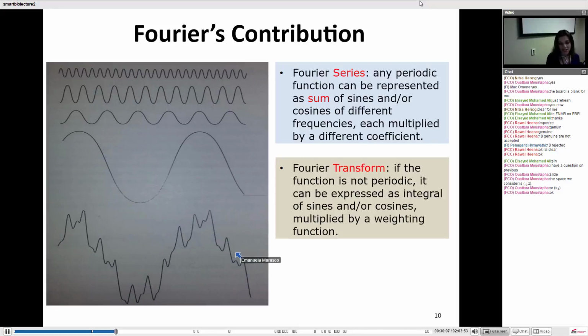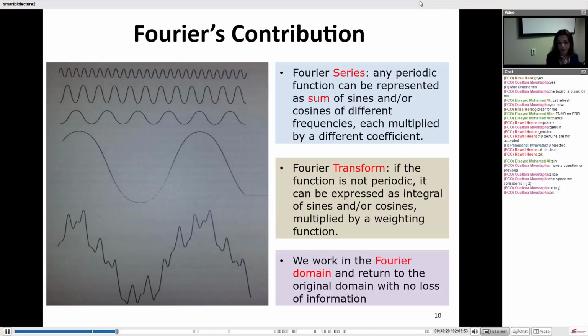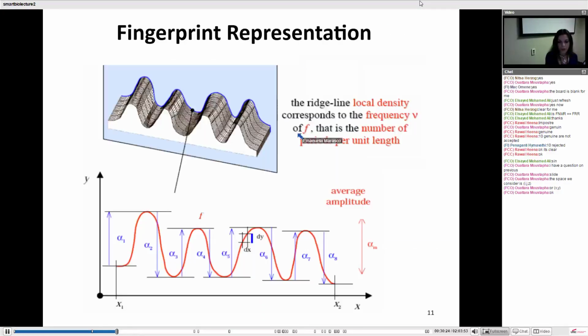In fact, if the function is not periodic, then we don't have a repeat of the function for every period. Then it can be expressed as an integral of sine and cosine multiplied by a weighting function. So we have again the same kind of representation.